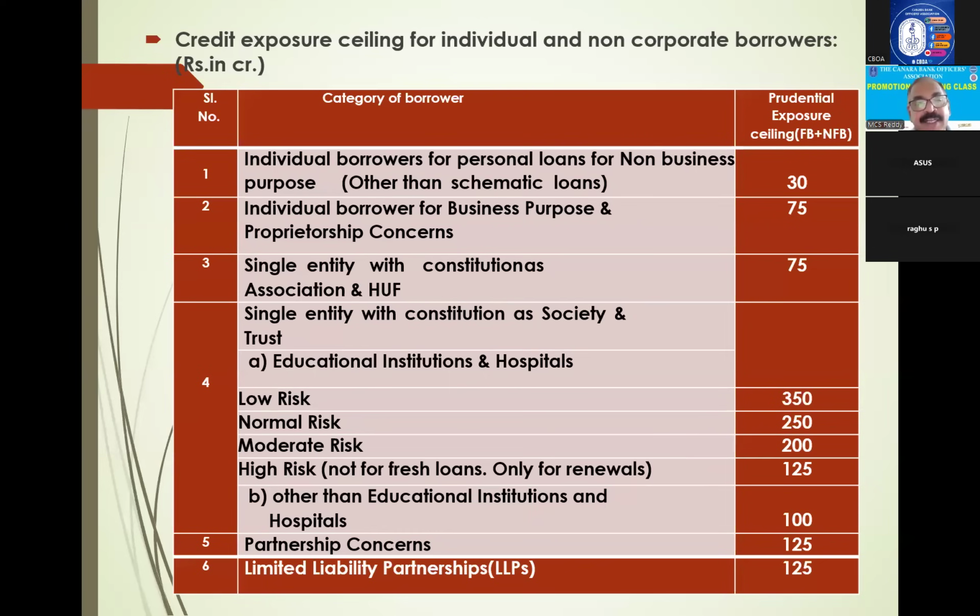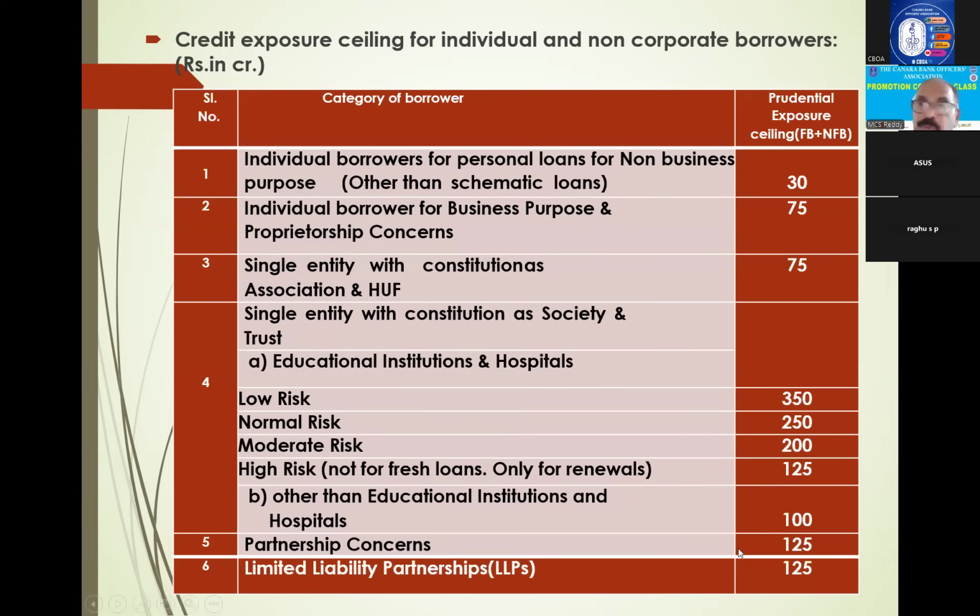So that is why here, if it is a low risk, we can sanction up to 350 crores. If it is a normal risk, 250 crores. If it is a moderate risk, 200 crores. If it is a high risk, not for fresh loans, only for renewals, it is 125 crores. It is for society or trust for hospitals and education. And other than hospitals and education means 100 crores maximum we can give. Society or trust formed for other than hospitals and educational institutions, so maximum is 100 crores.